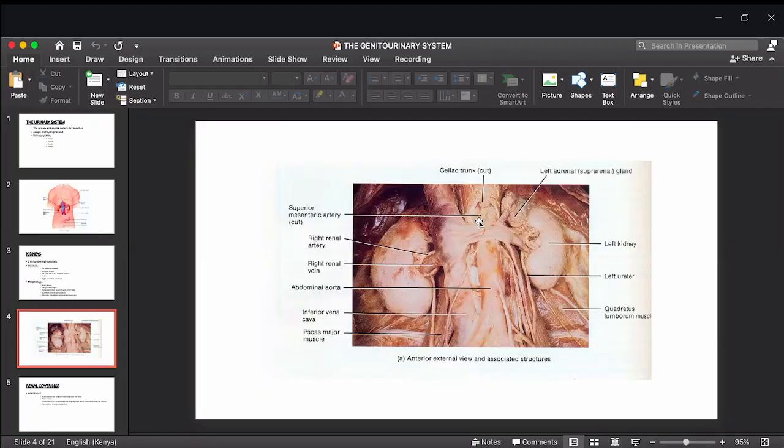These are cadaveric representations of the kidneys. You can appreciate the celiac trunk with the superior mesenteric artery, the left adrenal gland, or rather some books will call it the suprarenal gland. You can appreciate the right renal vein, the right renal artery. Then the abdominal aorta as it descends.